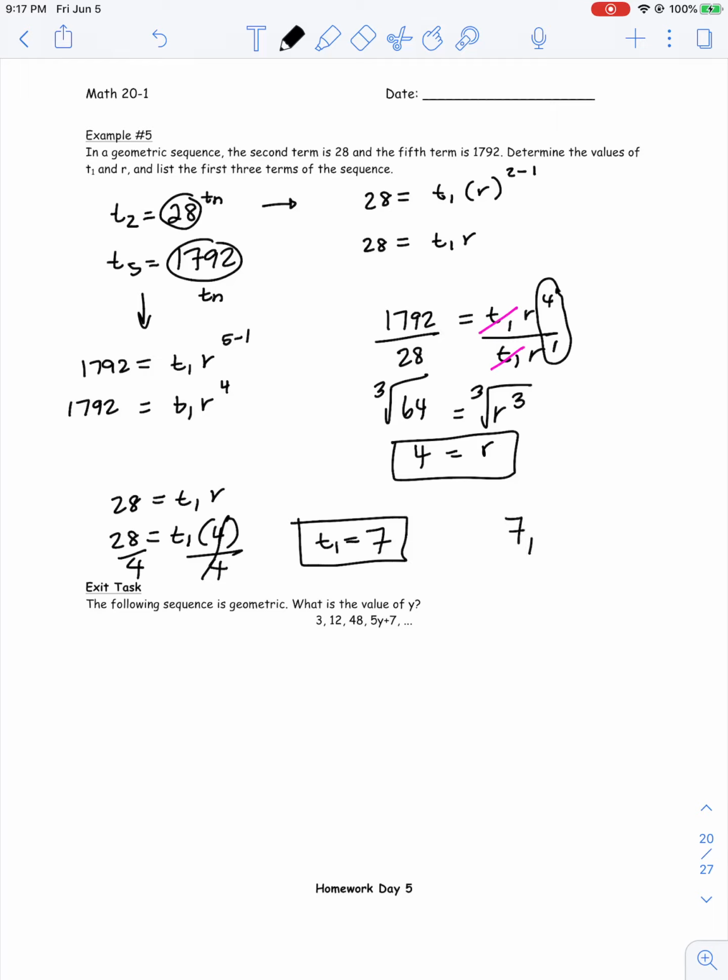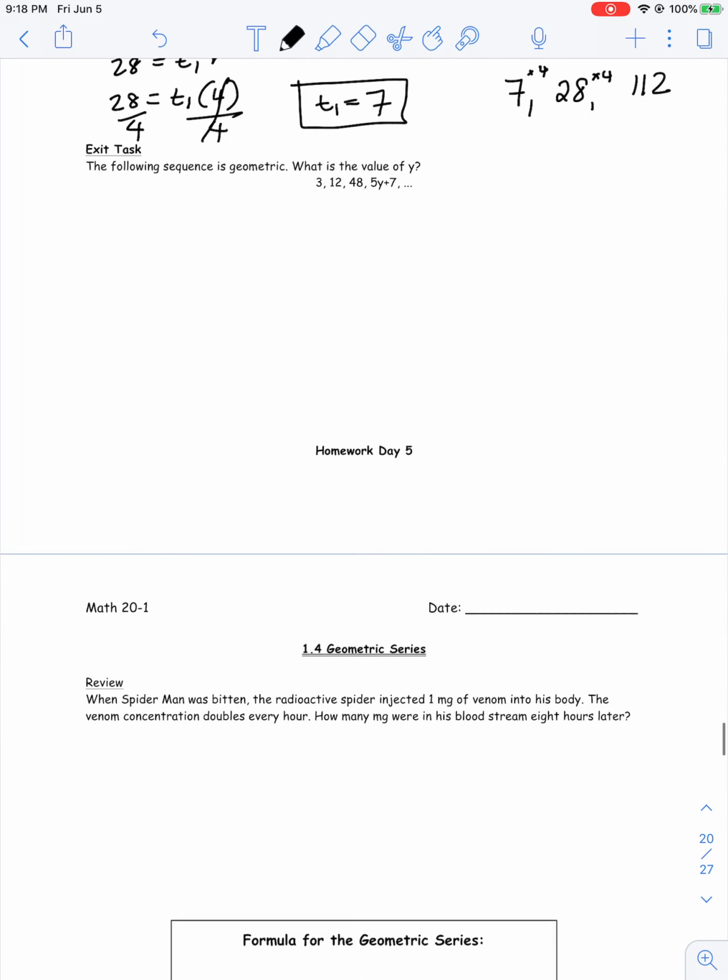So if our first term is 7, to get from term to term, you're always just multiplying by that common ratio. So if I multiply this by 4, my second term is 28. And if I multiply this by 4, I get 112. And now I've answered all three questions. I've answered t1, r, and the first three terms of the sequence.